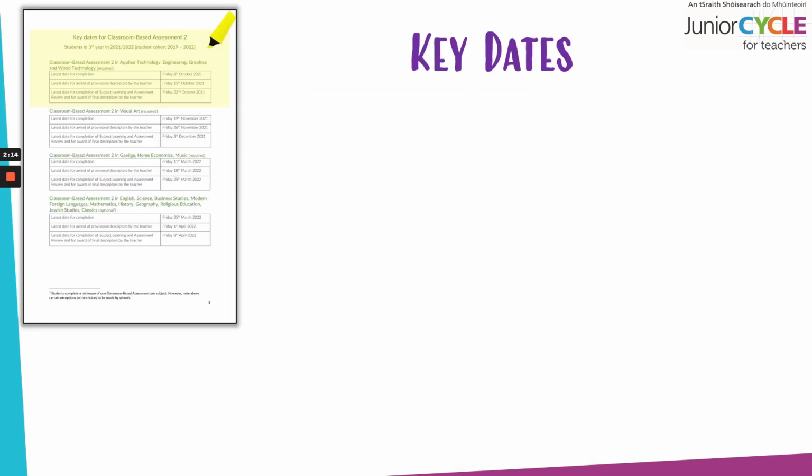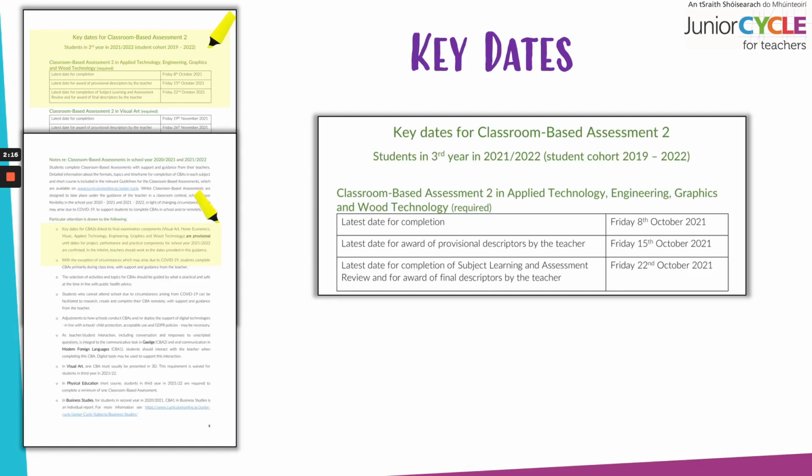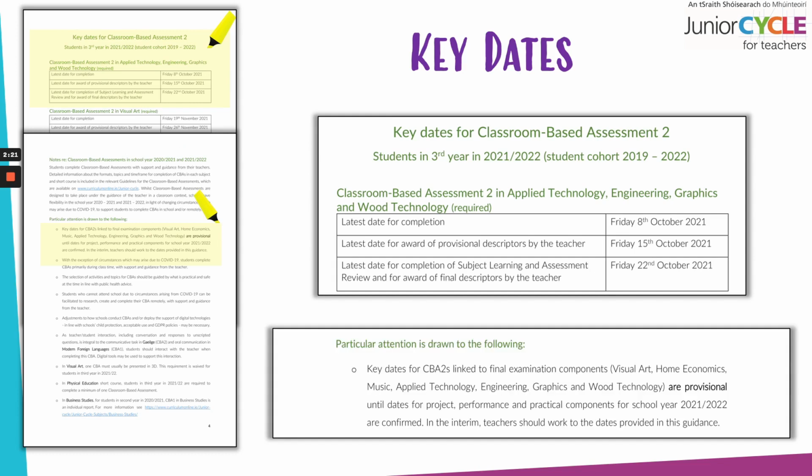Here we can see the key dates taken from the revised arrangements for the completion of classroom-based assessments. The CBA must be completed by the 8th of October. Provisional descriptors must be awarded by teachers by the 15th of October, and SLAR meetings should be completed and final descriptors awarded by the 22nd of October.